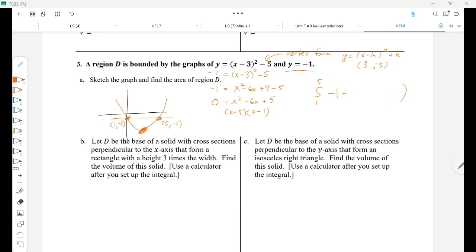So that would just be x squared minus 6x plus 9 minus 5. So that's going to be plus 4 dx, integral from 1 to 5. And now you should end up with actually the same thing you ended up here, just with possibly a sign flip. And that is what's going to happen. I'm going to have a negative 1 and a negative 4.